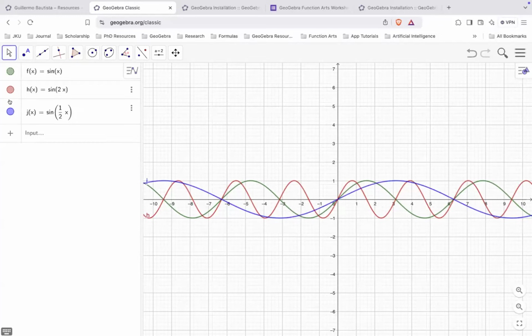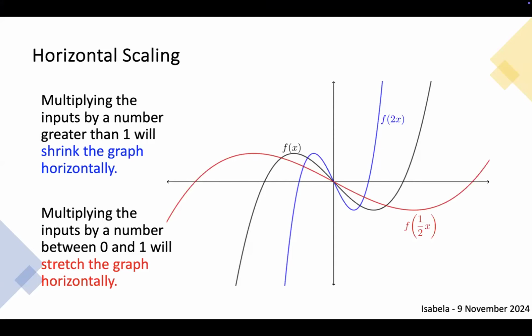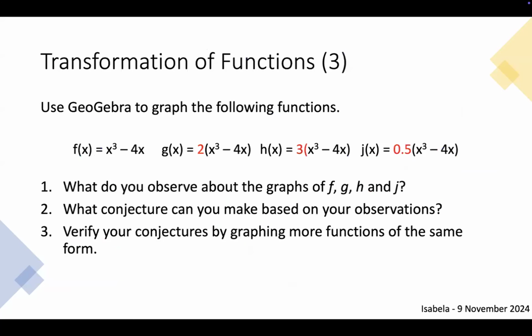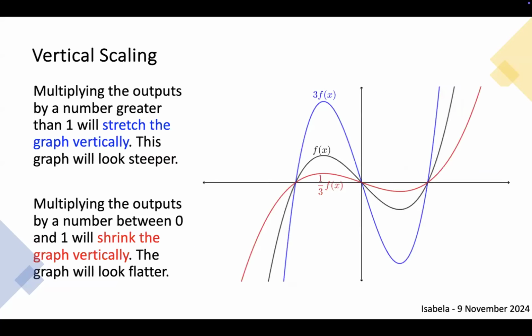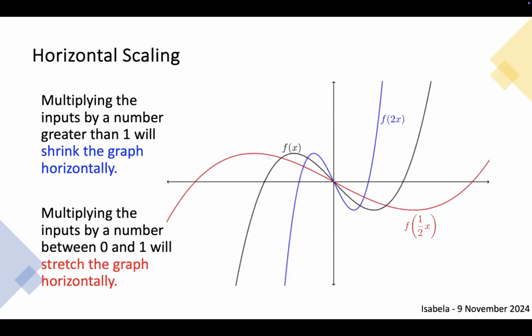Okay, so multiplying the inputs by a number greater than 1 will shrink the graph horizontally, and multiplying the inputs by a number between 0 and 1 will stretch the graph horizontally. So these are the four transformations. One is vertical translation. Two is horizontal translation. Three is vertical scaling. And four is horizontal scaling.